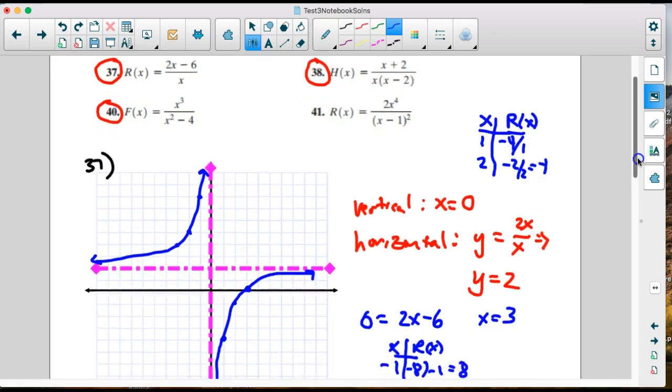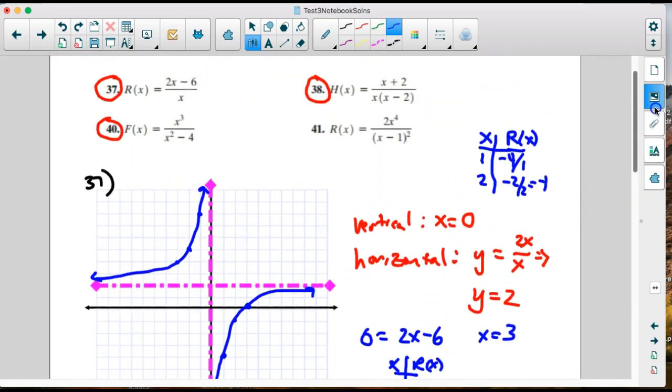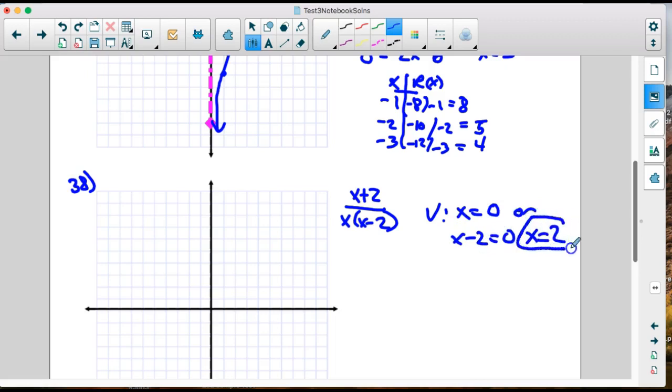38, we have x plus 2 over x times x minus 2. So this is 38. To graph this one, starting with the asymptotes, that's when the vertical ones are going to happen. It's reduced, so the vertical one's going to happen when the denominator is 0. So when x equals 0, or when x minus 2 equals 0. So x equals 2 there. So I have 2 vertical ones.